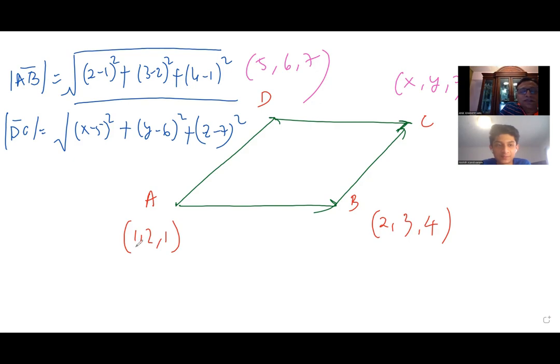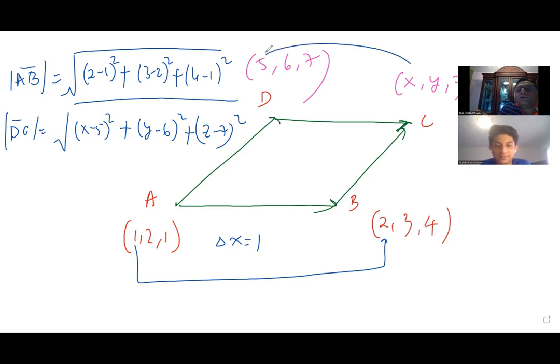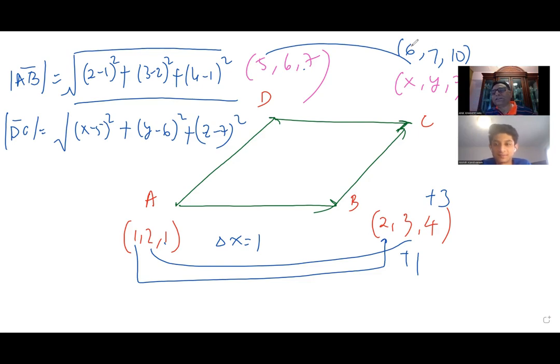So what you see here is that the change in x value is what? You can say delta x is actually 1. It increases by 1. So from 5, if I add 1, I get 6. Yes, that's what I did, sir. I think I'm mixing up my words. And then from 2 to 3 is also plus 1, so this number should be 7. But from 1 to 4, it is plus 3, and so 7 plus 3 is 10. So we get the coordinates of point C as 6, 7, and 10.